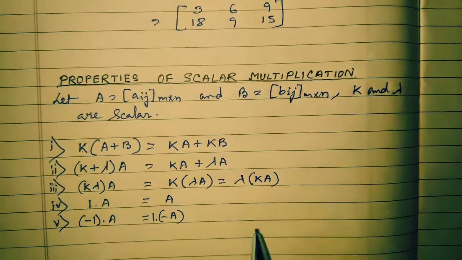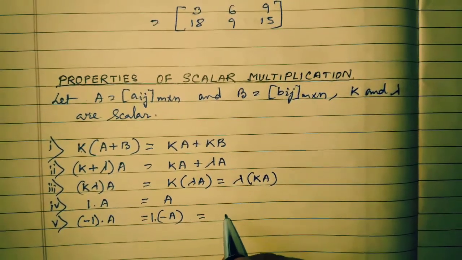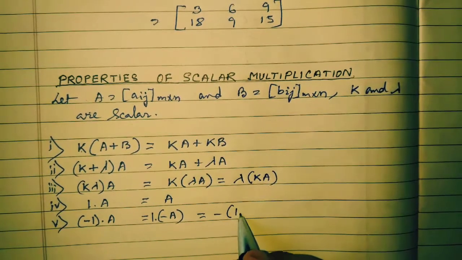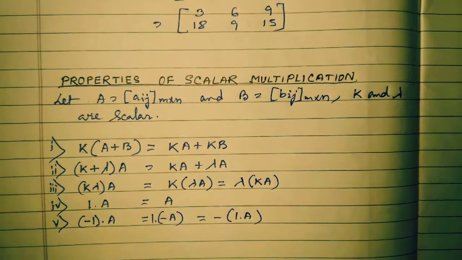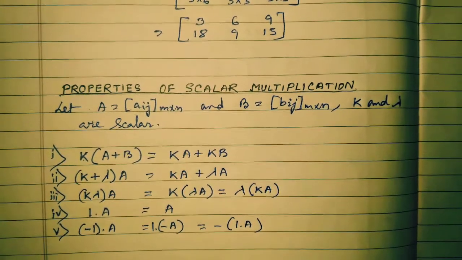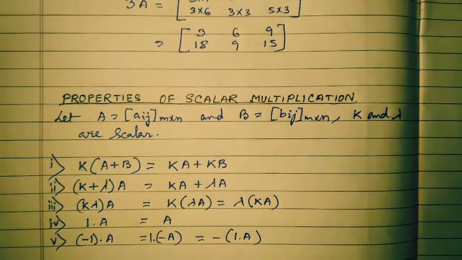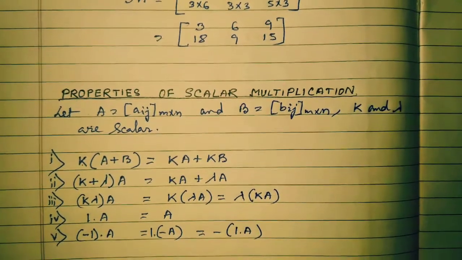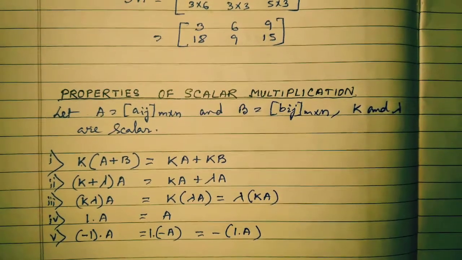We get 1 into minus A, or you can write it as minus of 1 times A. This all value will be the same only. Clear, students? So these are a few properties of scalar multiplication. I hope all of you understood how to do scalar multiplication with the given matrices.